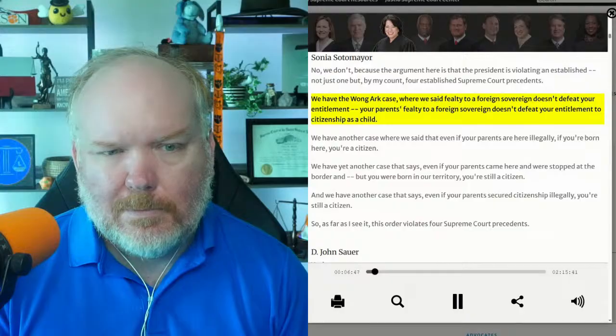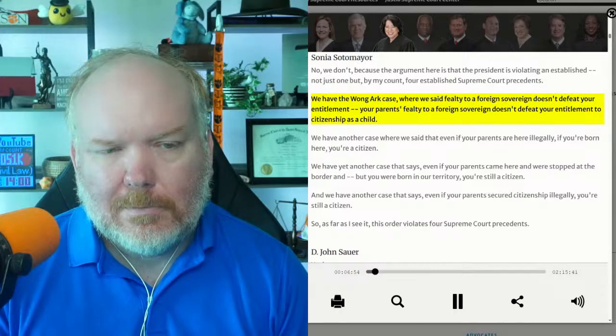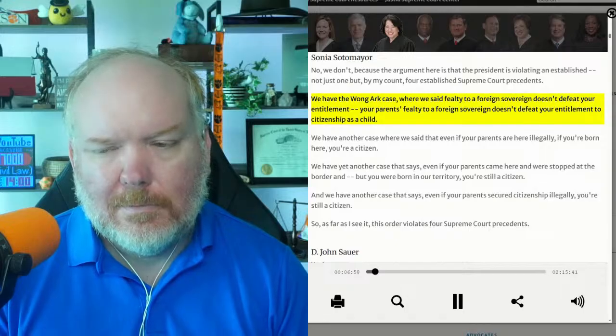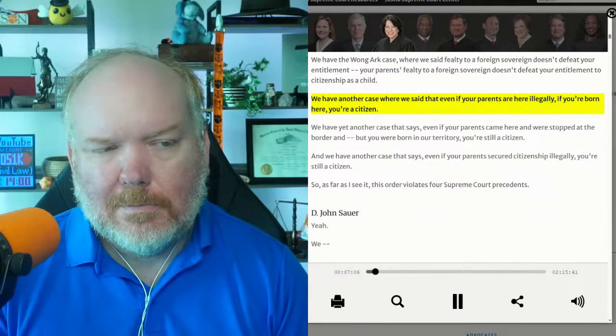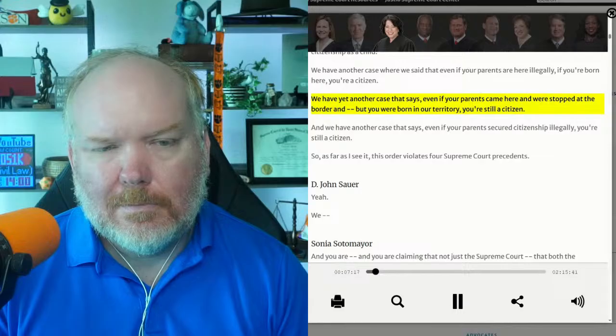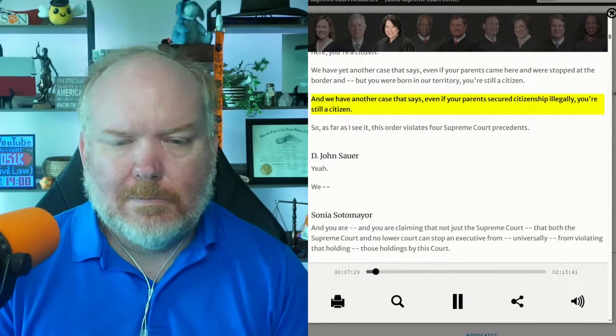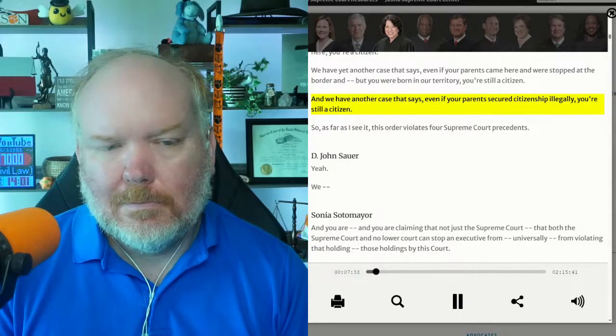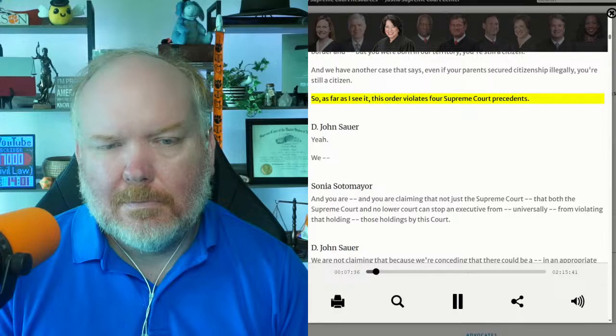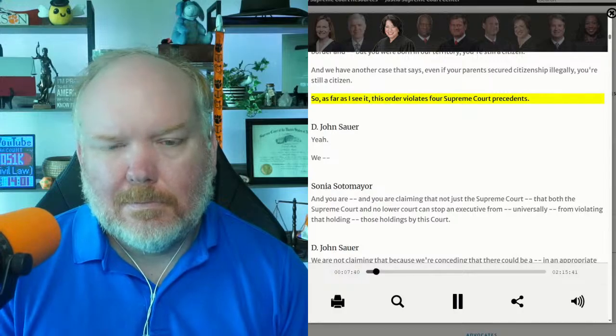We have the one ARC case where we said fealty to a foreign sovereign, your parents' fealty to a foreign sovereign, doesn't defeat your entitlement to citizenship as a child. We have another case where we said that even if your parents are here illegally, if you're born here, you're a citizen. We have yet another case that says even if your parents came here and were stopped at the border, but you were born in our territory, you're still a citizen. And we have another case that says even if your parents secured citizenship illegally, you're still a citizen. So as far as I see it, this order violates 4 Supreme Court precedents.